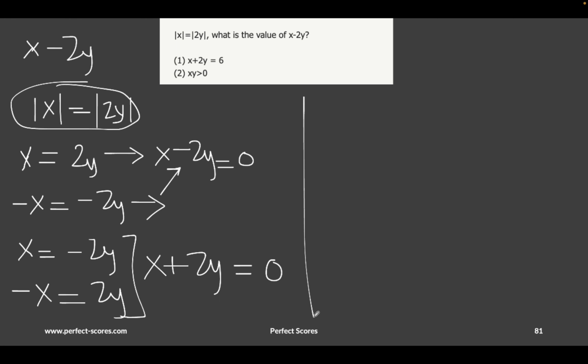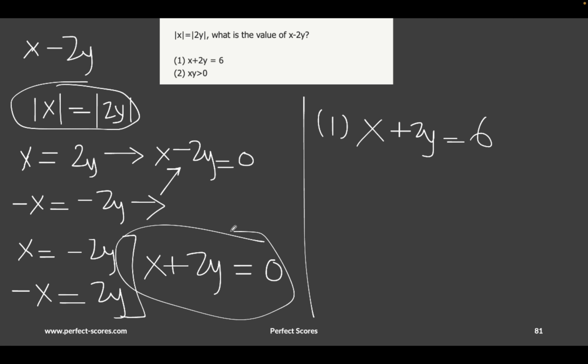So let's see what the question stems tell me. The first statement says x plus 2y is equal to 6. Well, if x plus 2y is equal to 6, that means this here is not possible. That means the only thing possible is these two stems, and I know from these two stems that x minus 2y is equal to 0.